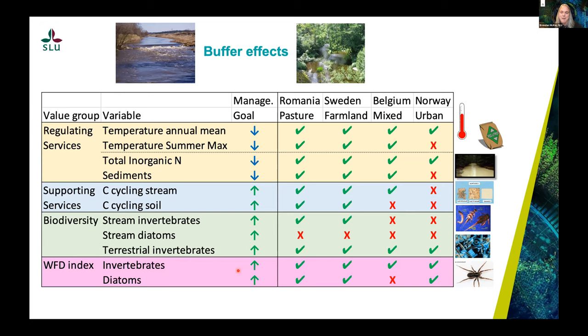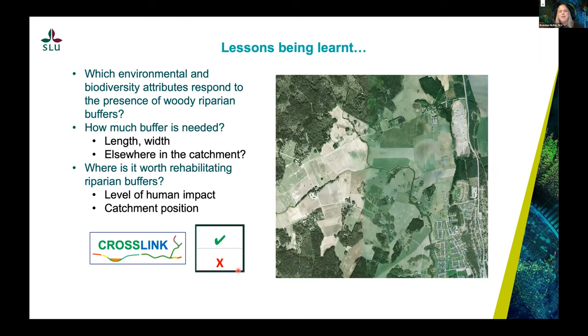So all of this points to some of what we're learning from this project. We're able to go to managers now with a list of variables or environmental and biodiversity aspects that they might expect could be improved by planting trees alongside streams in degraded landscapes. We can give information about how much buffer is needed to have positive effects, both locally, but even how much forest you need elsewhere in the catchment. And we can say something about where it might be most worth it to try and restore buffers in a degraded landscape.